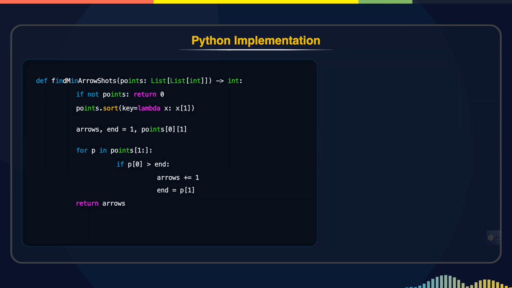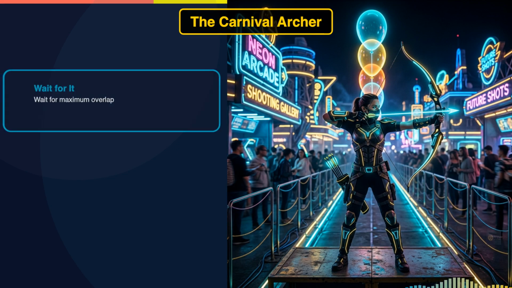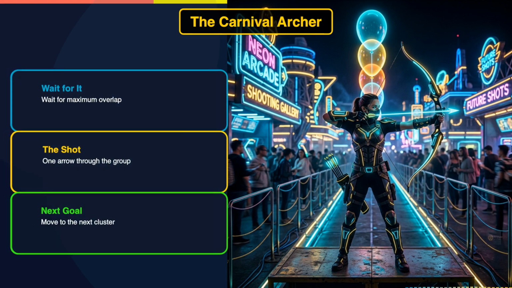Think of it like a professional archer at a carnival. You want to wait until the balloons overlap as much as possible, then fire one shot through the overlapping sweet spot. By sorting by the end, you are essentially forcing the most efficient overlap for every shot you take.